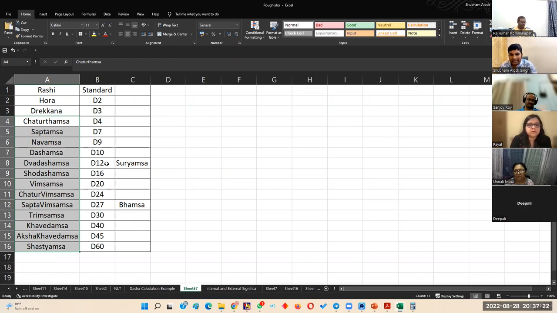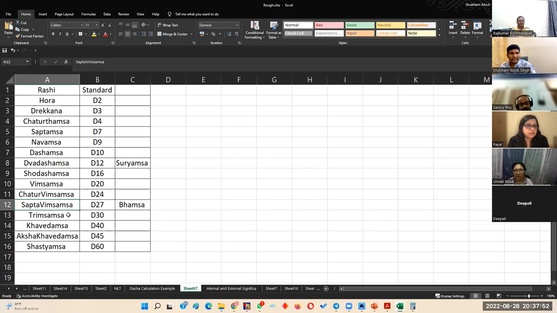When you write it in Sanskrit, the value written first, Dwadashamsha. So this is Dwa Dash Amsha. Dwa means 2, Dash means 10, 2 more than 10 Amsha. Then next comes Shodashamsha, 6 plus 10. Vimshamsha, Vims means 20. Chaturvimshamsha, 4 plus 20. Saptavimshamsha, 7 plus 20. Trimshamsha, 30. Khavedamsha, 40. Akshavedamsha, Aksh is the value for 5, so 40 plus 5, and Shashtyamsha, the value 60.